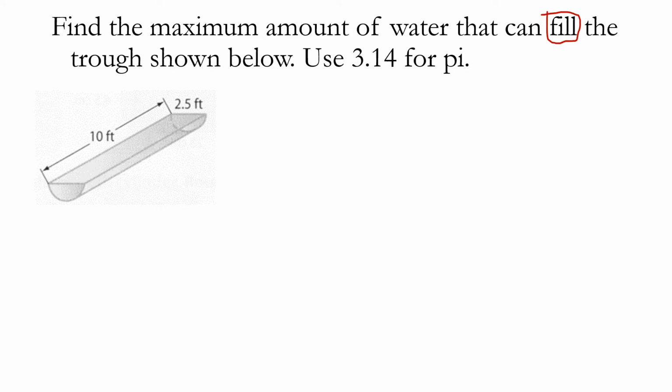So remember the volume, and this is half of a cylinder, so volume of the cylinder is pi r squared times the height. And now in this case, we're going to divide that by 2 because it is half of a cylinder. So pi times our radius, which is half of that 2.5, so that's 1.25 squared times our 10, whole over 2.